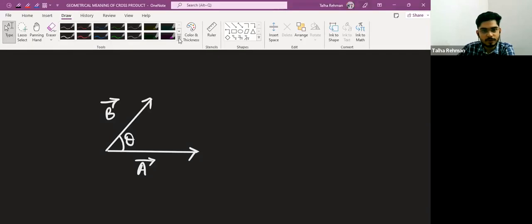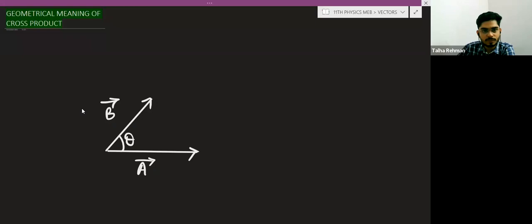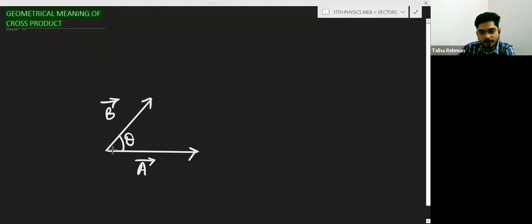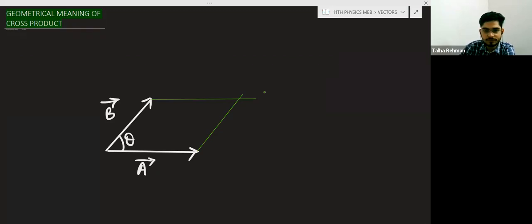Here, I will draw a parallel line to A from this point, like this. And from the tip of the arrow, I will draw a parallel line to this B vector. Somewhere here will be the intersection point.